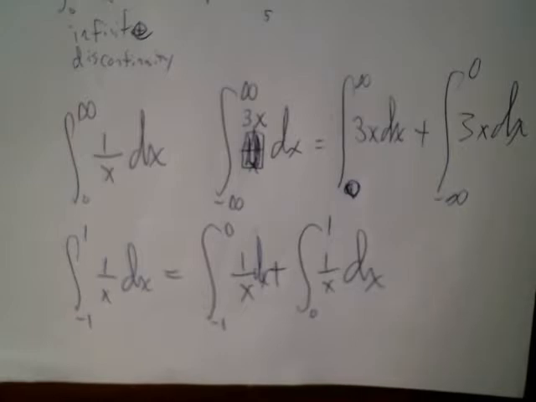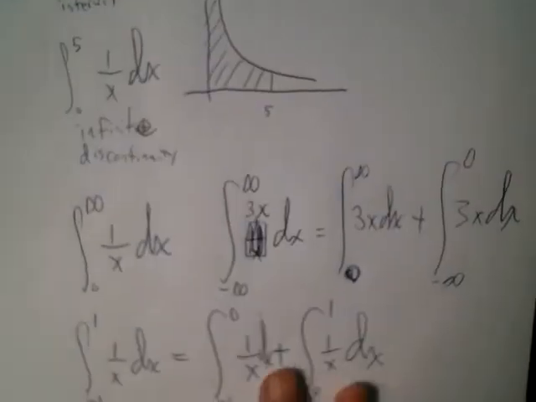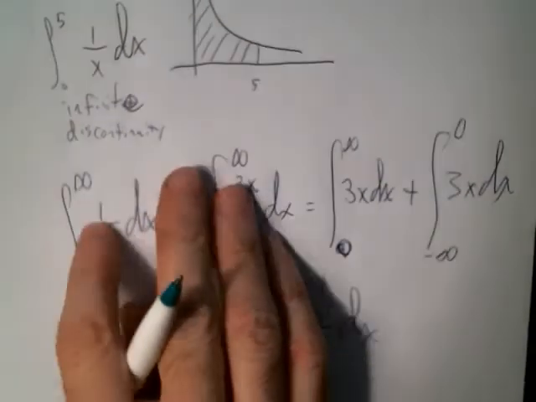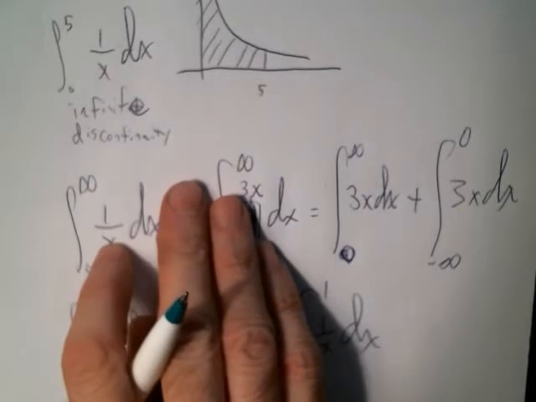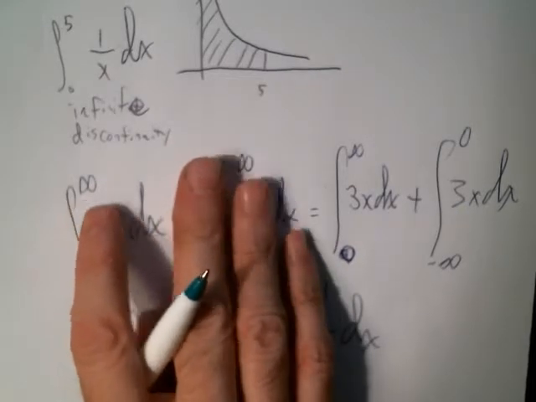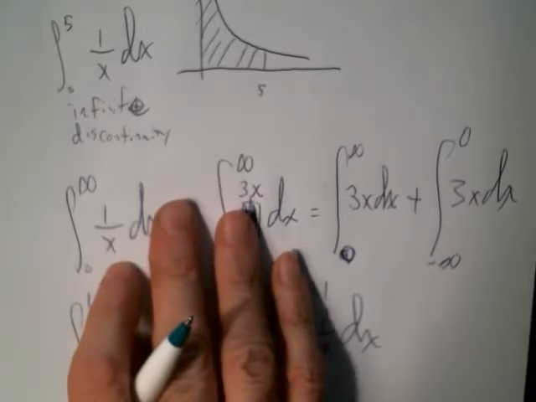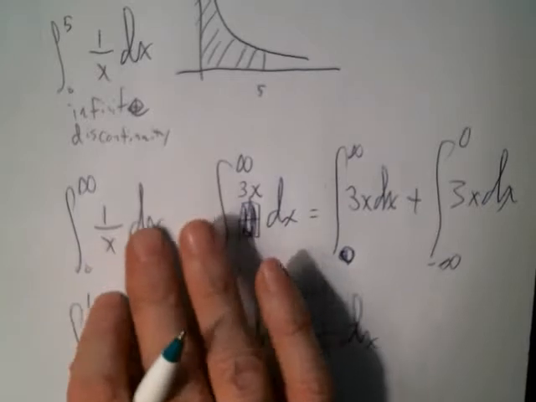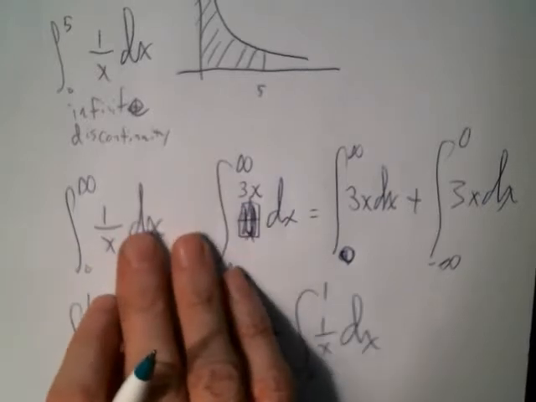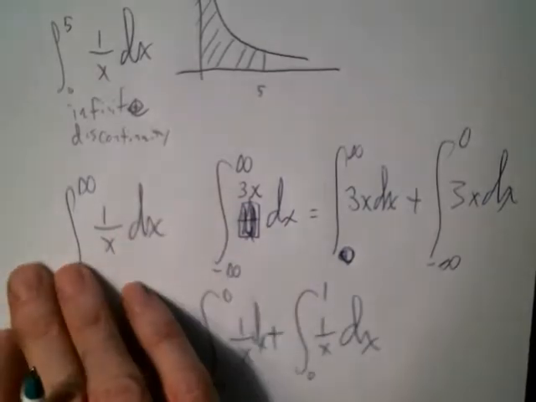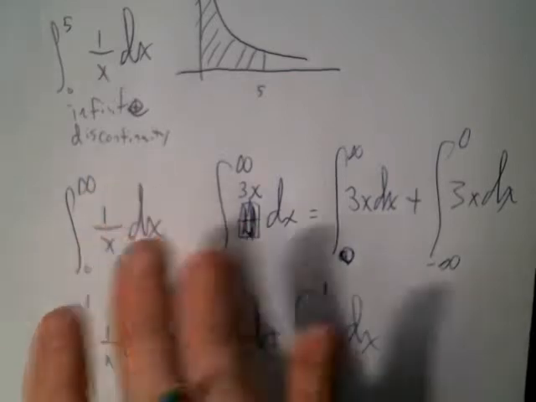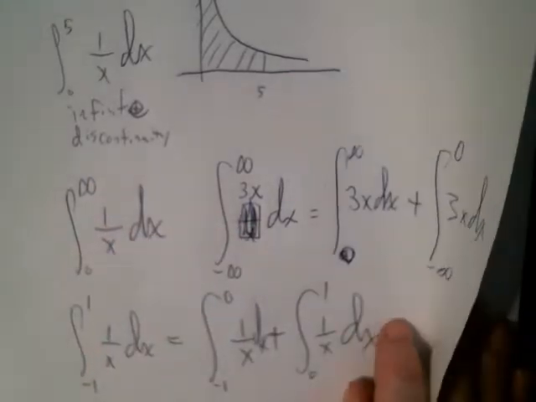That's the idea. The way it's going to be handled is with limits. What you'll do is replace the bad limit on the integral with a variable, and evaluate the integral, so it'll be more of a definite integral. Then you'll take the limit with that variable going to whatever bad place it is. So let's look at it.